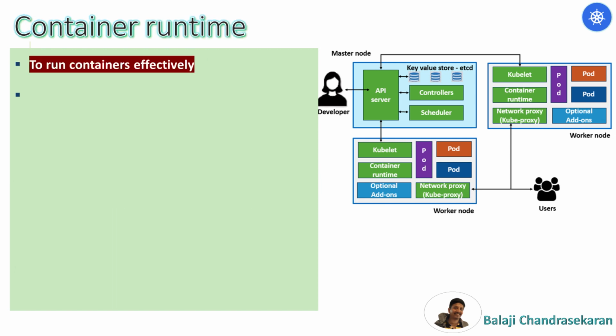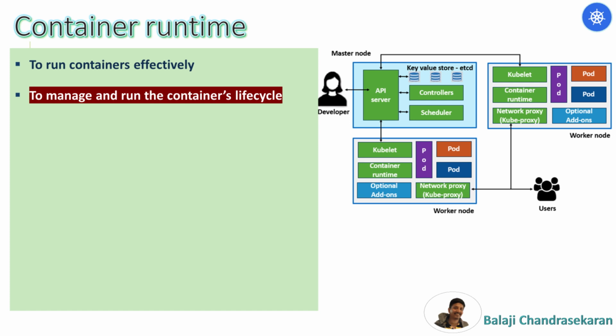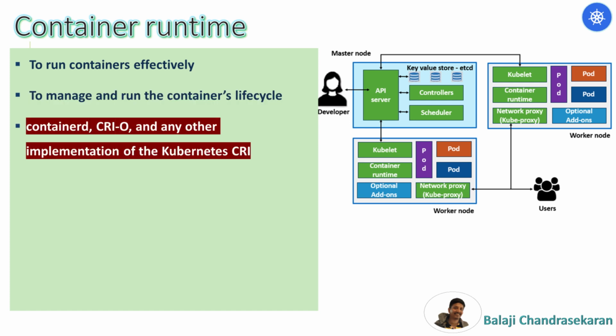The container runtime is a fundamental component that empowers Kubernetes to run containers effectively. Worker node requires a container runtime to manage and run the container's life cycle. Kubernetes supports container runtimes such as containerd, CRI-O, and any other implementation of the Kubernetes CRI, container runtime interface. Docker is often confused as the container runtime, but it's a platform that utilizes containers in this manner.